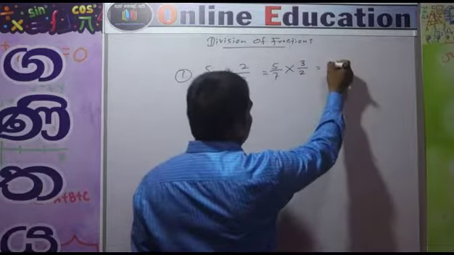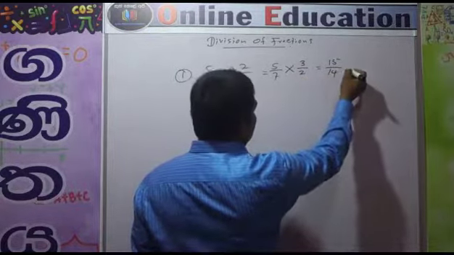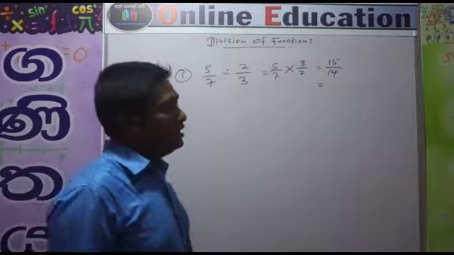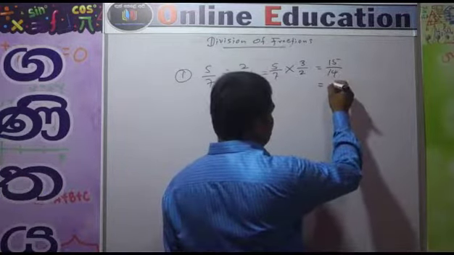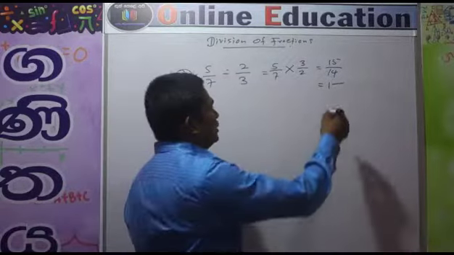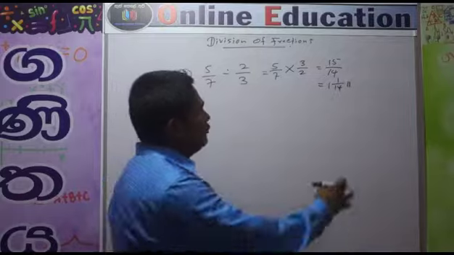5 into 3, 15. 7 into 2, 14. Right. This is an improper fraction. You can't put the answer as an improper fraction. You need to convert this to the mixed fraction. Right, okay, 1 and 1 over 14 here.